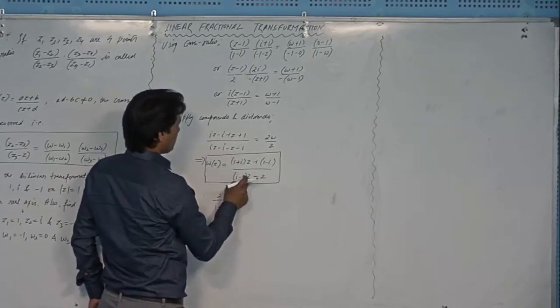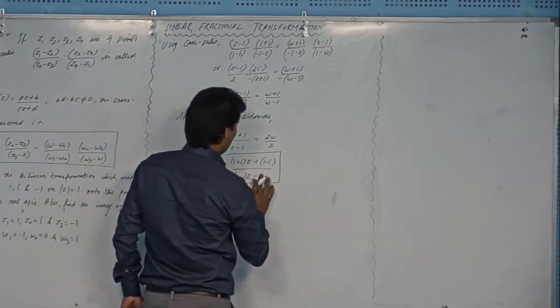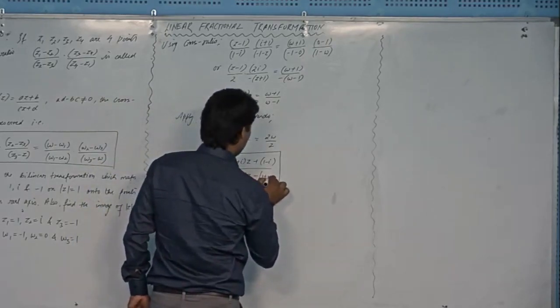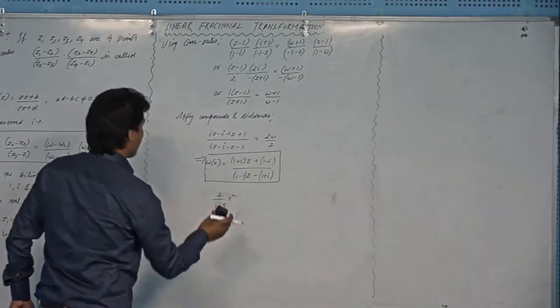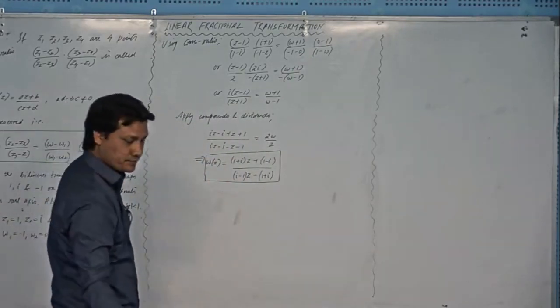Eta z minus, this is fine, and this is -1, okay, minus 1 plus eta. Now it is fine, right? Okay, so this is your transformation.